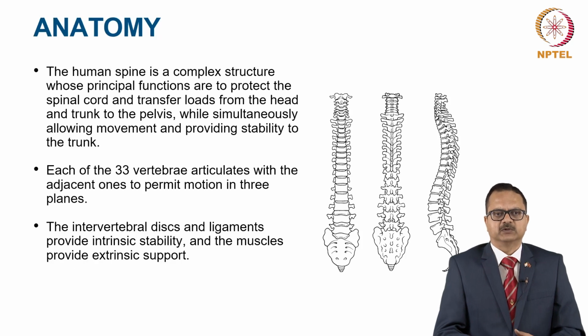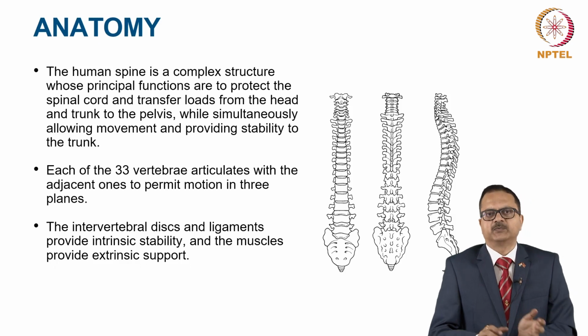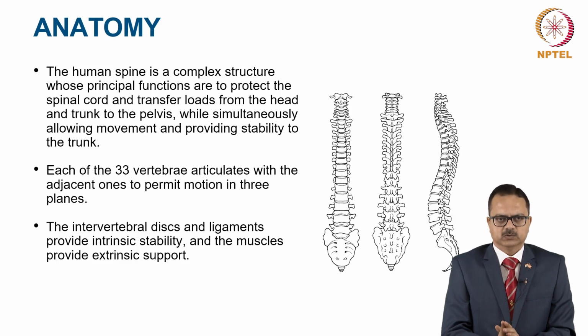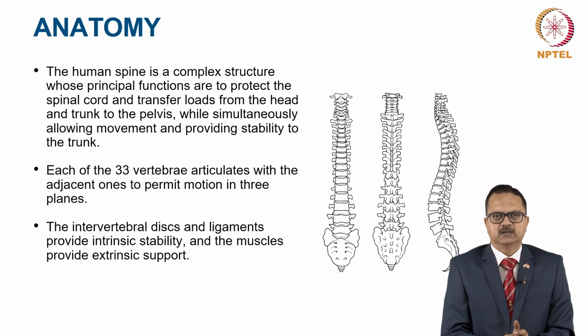Okay, let's talk about the anatomy. The human spine is a complex structure and it is designed to protect the spinal cord and at the same time transfer loads from the head and trunk to the pelvis, while simultaneously allowing movements and providing stability to the trunk. That's all. So, it's supposed to protect the spinal cord, transfer load from the head and trunk to the pelvis, allow movement, and make sure the trunk is stable.